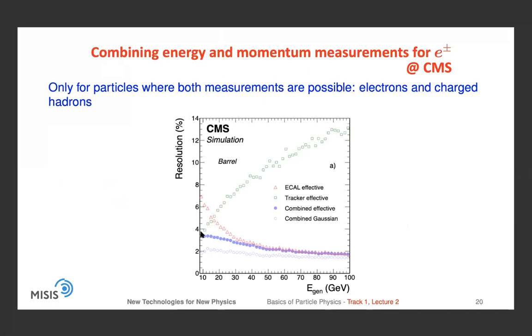The green points correspond to the precision which can be obtained by the tracker by measuring the momentum of the electrons. The red points are obtained by using only the calorimeter, by using only energy, and the blue points from the combination of the two. So for lower energy electrons, below about 30 GeV, it really helps to add tracking information, while for more energetic electrons, the measurement obtained with the calorimeter would dominate the picture.